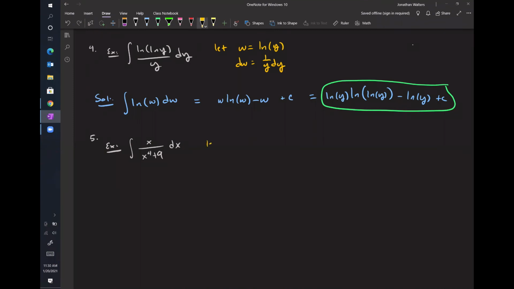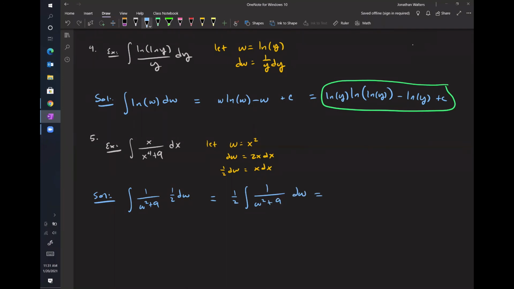Yes. So let w equal x squared. Then dw will be 2x dx. Well, we have x dx, but we don't have the 2, so we're going to say 1/2 dw equals x dx. So our integral becomes the integral of 1 over w squared plus 9, and then 1/2 dw. So this is going to be 1/2 times the integral of 1 over w squared plus 9 dw.